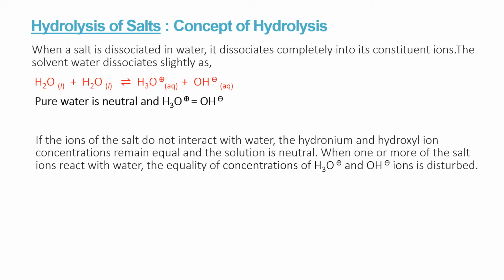The concentration of the ions formed due to water dissociation, that is hydronium ion and hydroxyl ion, remains equal, and the solution is neutral. Is it clear? So whenever the ion of a salt does not interact with the ions of water, that is hydronium ion and hydroxyl ion, their concentration remains equal and the solution is neutral.